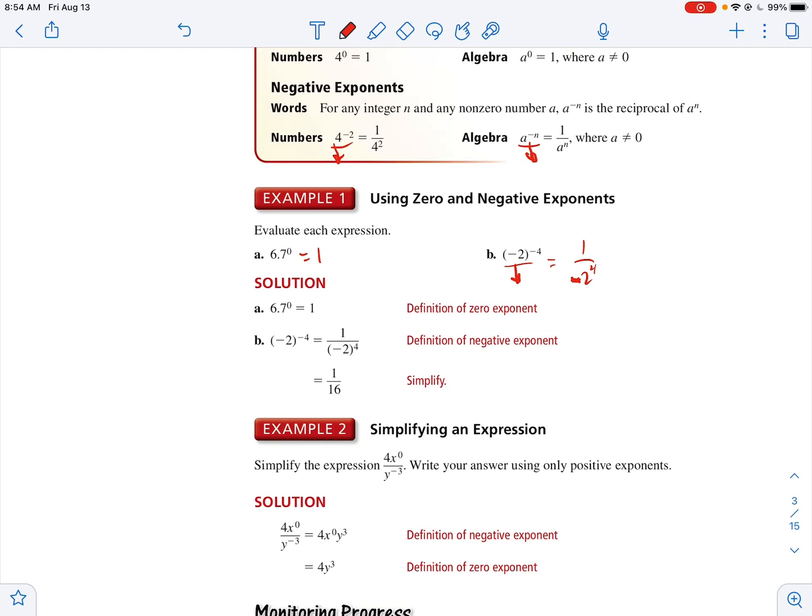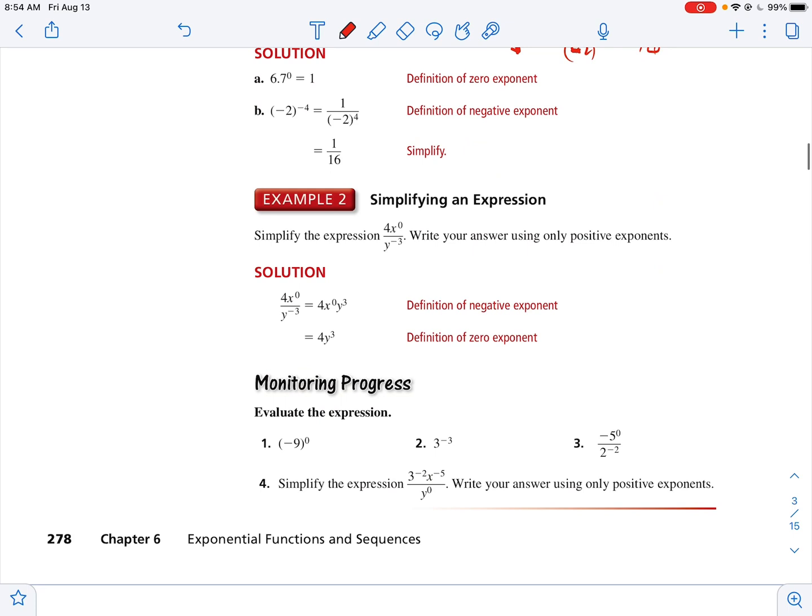Okay, now it's in parentheses. That's important because that means it's negative 2 times itself 4 times. Negative times negative would be positive, times negative goes back to negative, times negative goes back to positive. So that would be 1 over positive 16. Okay, this one's fun. X to the 0 turns into a 1, so I'm just going to cross it off. And now the y needs to jump up, and so it becomes 4y to the 3rd.